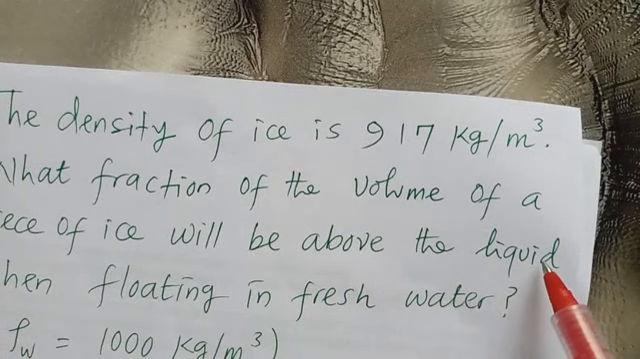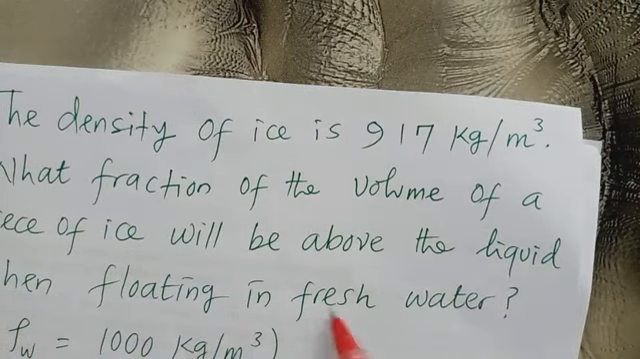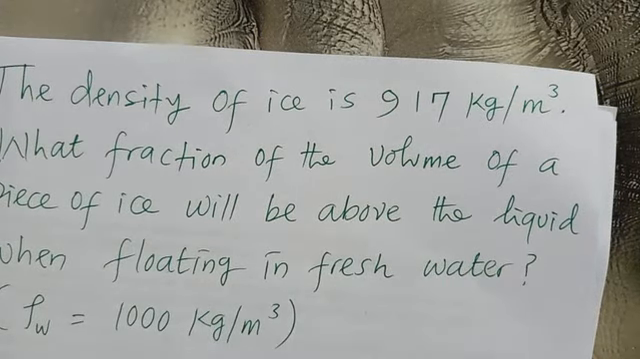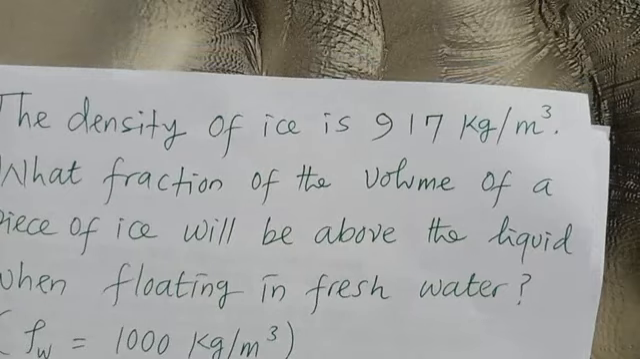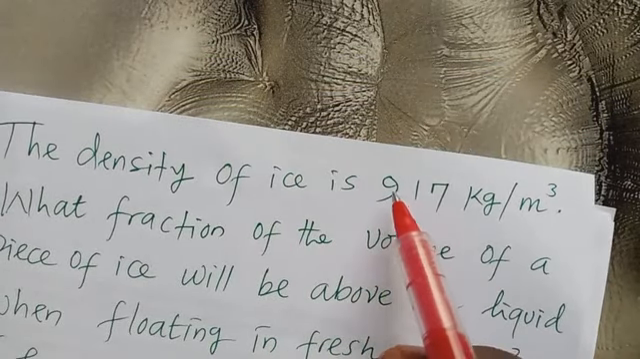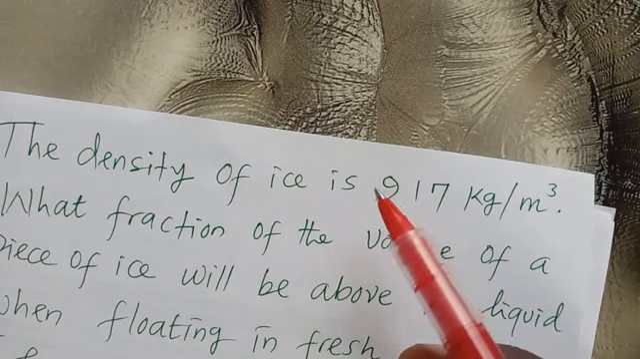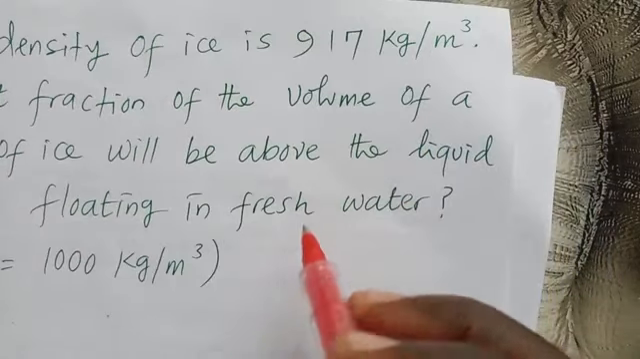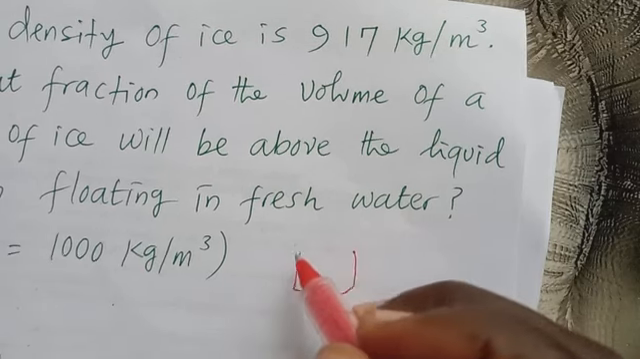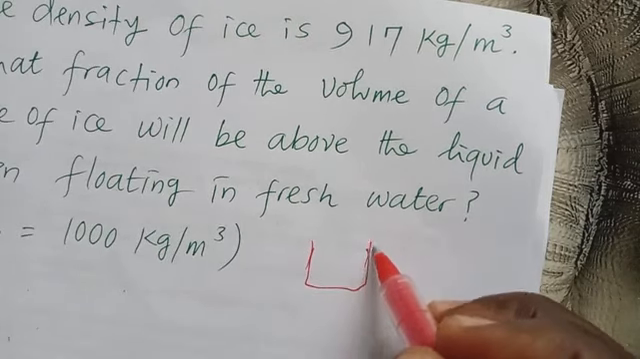Okay, let me explain something here. This volume V sub D, the volume of liquid displaced, is the volume of the portion of the ice that is immersed in water entirely. But this V sub I is the entire volume, it includes this one, the complete iceberg.